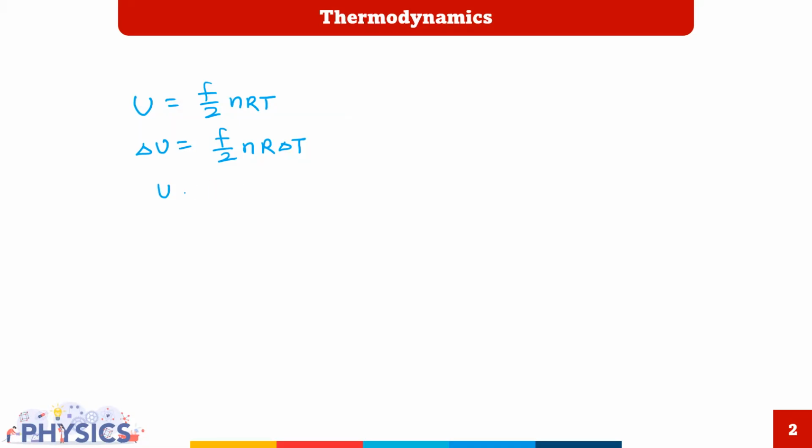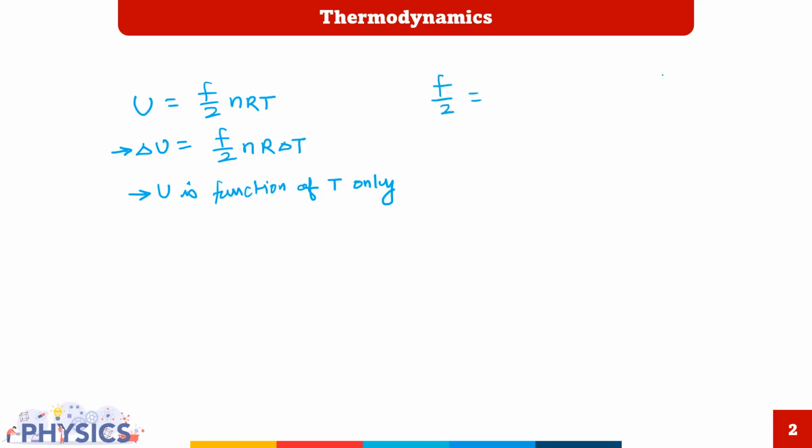So the internal energy of an ideal gas depends only on the temperature. Internal energy is a function of temperature only. It does not depend on the pressure or volume. If you change the pressure but the temperature remains constant, internal energy will be constant, or the change in internal energy will be zero.